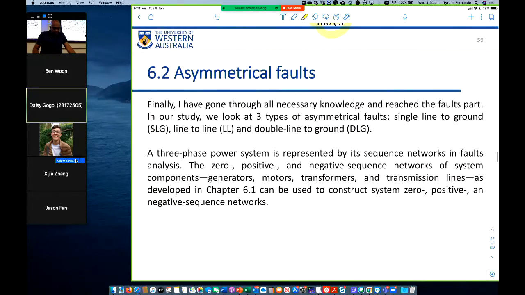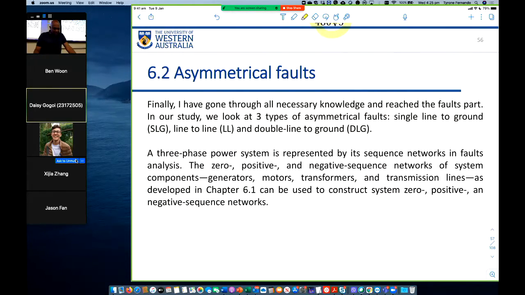So we have talked about positive sequence circuits, zero sequence circuits, and negative sequence circuits. We've learned how to draw those circuits, right? What we now need to do is use all that understanding to do fault calculations. We haven't talked about that yet. So finally, I have gone through all the necessary knowledge and reached the fault part, which is this one.